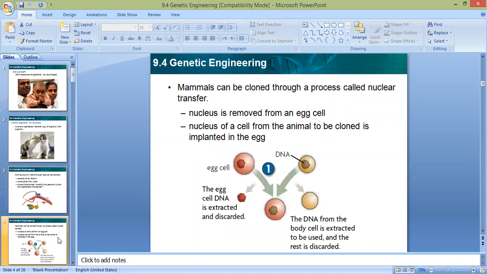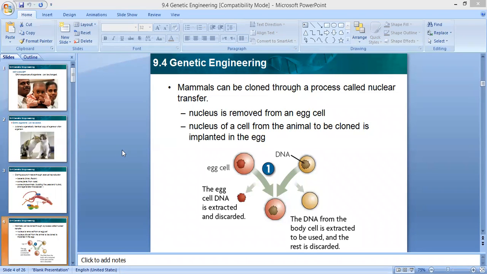This happens naturally. But in humans and in mammals in general, they can be cloned through an artificial process called nuclear transfer. A nucleus is removed from an egg. Okay, the nucleus of the cell from the animal to be cloned is implanted in the egg. They implant in this egg cell the nucleus which they need to clone. Why do they put it in an egg? Because the egg has the ability to divide. Then DNA from the body is extracted to be used and the rest is discarded.